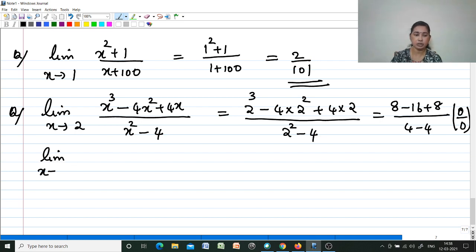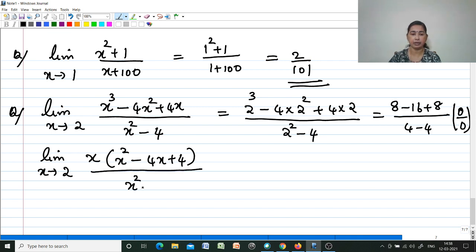is more suitable here. Here in the numerator x is common, so I am taking x outside, remaining x square minus 4x plus 4 divided by x square minus 2 square.